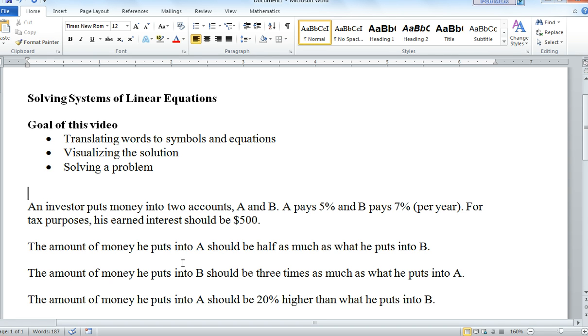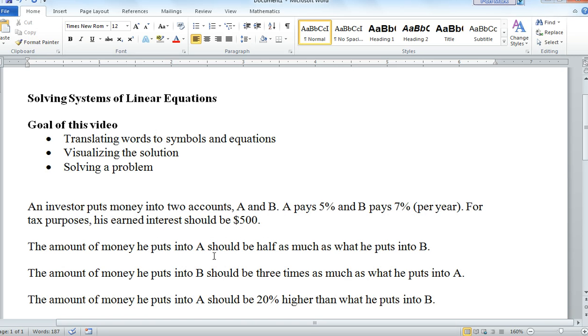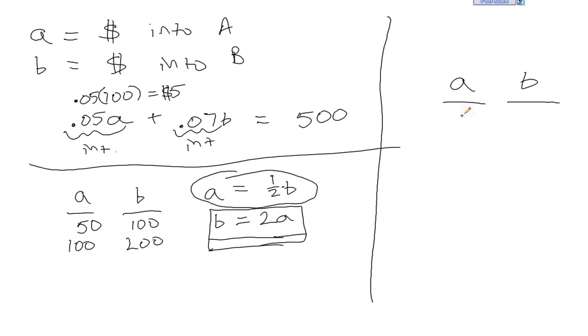The amount of money he puts into B should be 3 times what he puts into A. Well, immediately I see that what he puts into B is going to be a lot higher. It's going to be 3 times what he puts into A. So if I have $100 in A, B is going to be $300. If I put $200 into A, B is going to be $600.